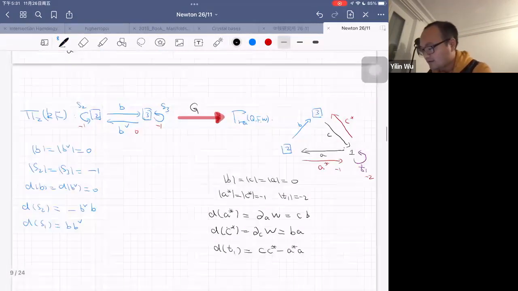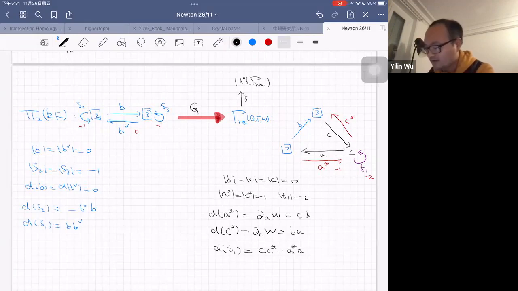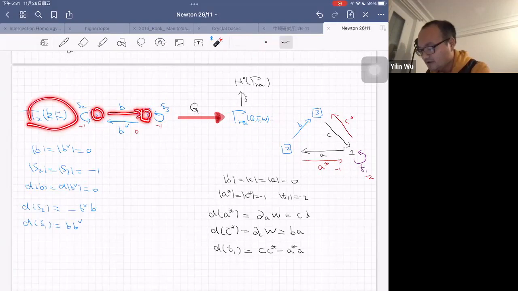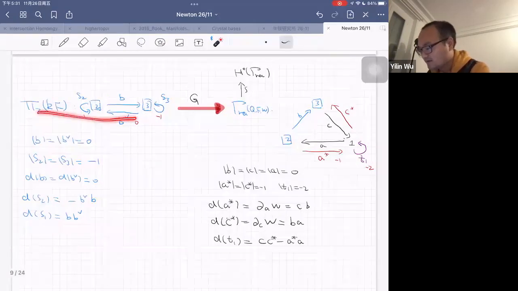So in the first example, in particular, this DG algebra is concentrated in degree 0. And this algebra is not concentrated in degree 0, because this is of Dynkin type A2. So this is not concentrated in degree 0.